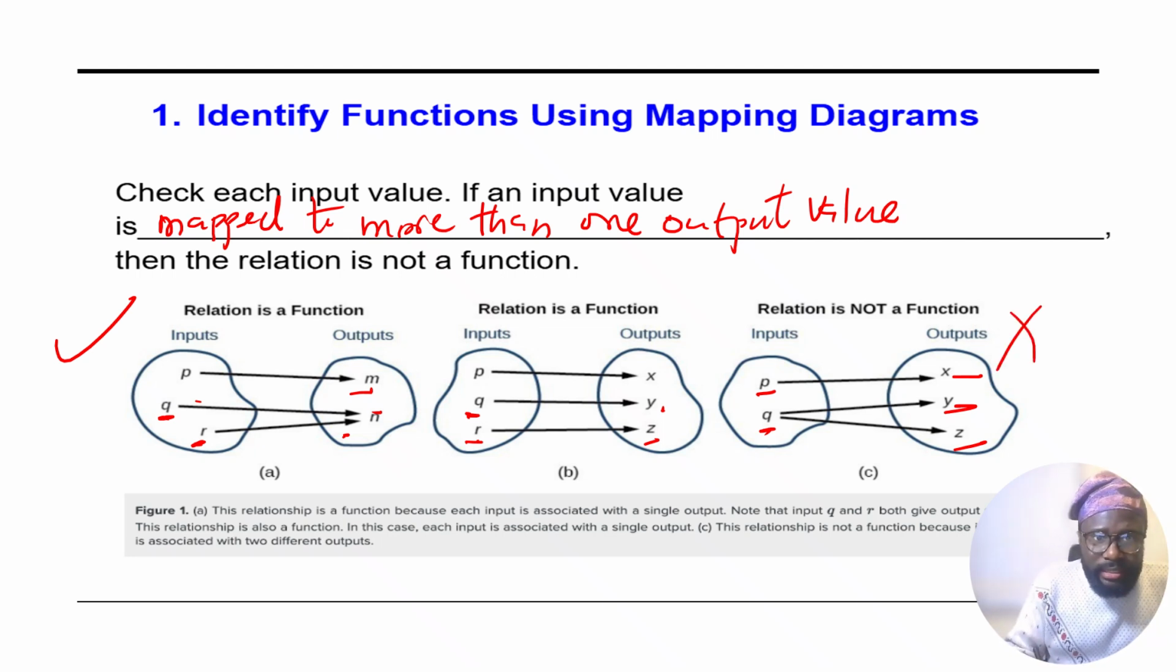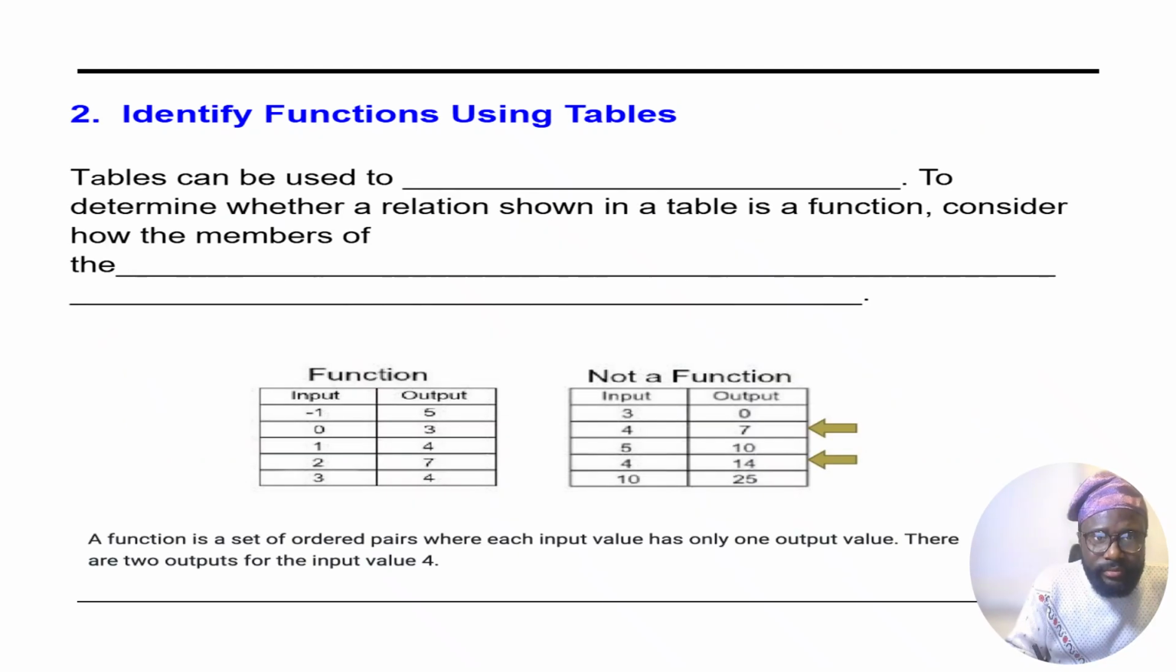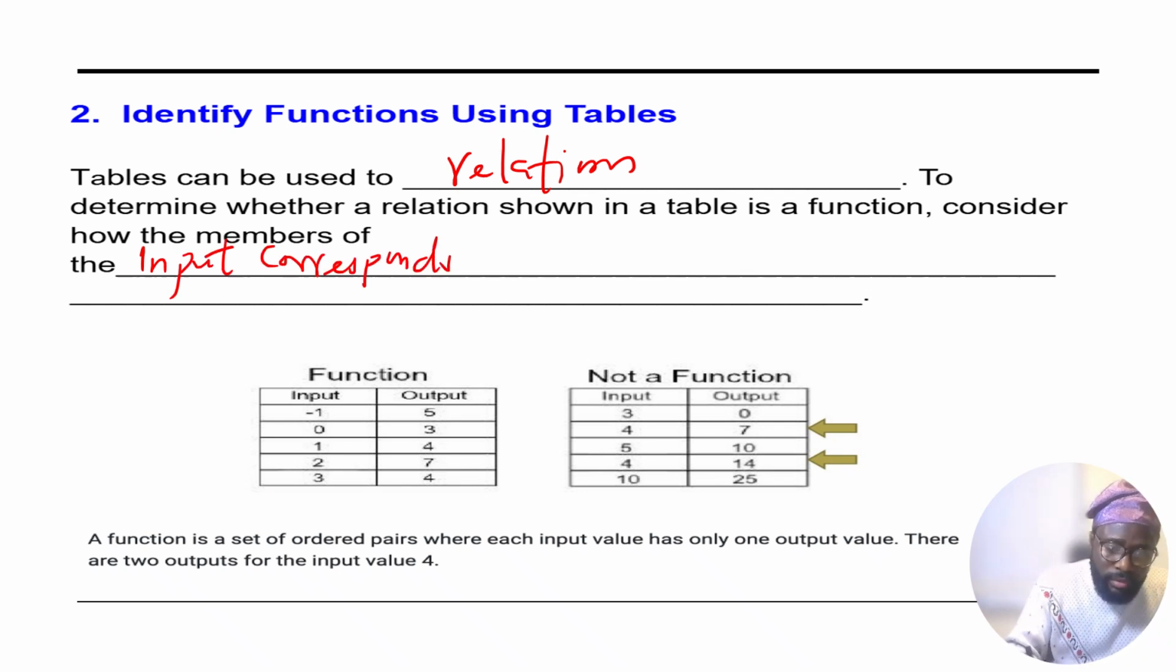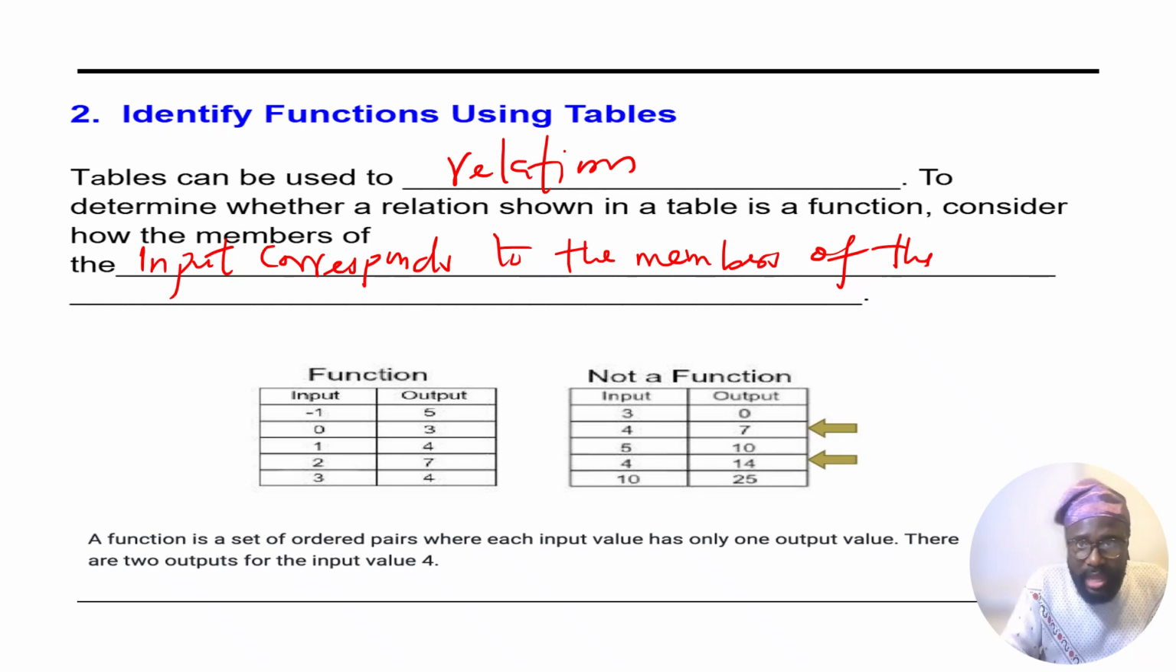Okay, let's see. The second way of identifying function is by table, using table. So table can be used to represent relation. To determine whether a relation shown in a table is a function, consider how the members of the input correspond to the members of the output.